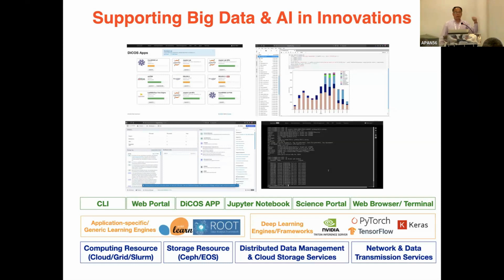On the right-hand side, that's JupyterLab, right? And we also support the web terminal, if you prefer command mode interaction for the data analysis workflow. So based on the computing, storage, and networking, we support machine learning frameworks, PyTorch, Keras, etc. And we also integrate CPU resources, GPU resources, and provide containerized application packages for the users according to the data analysis workflow from the user communities.